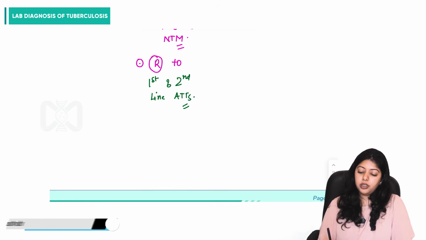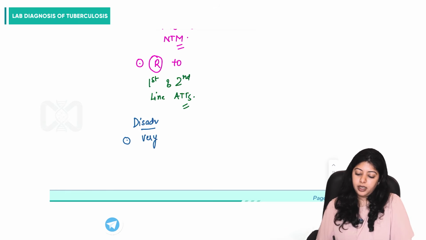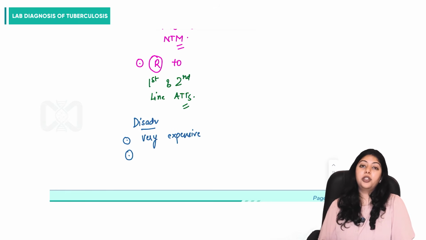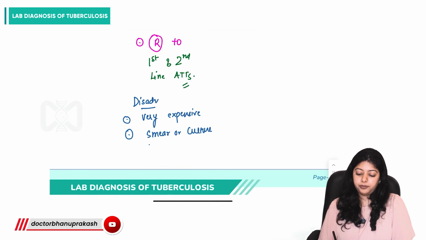One major disadvantage with the line probe assay is that firstly it is very expensive, and the second thing is that it can be used only and only for positive culture or smear positive samples. Smear or culture positive samples.